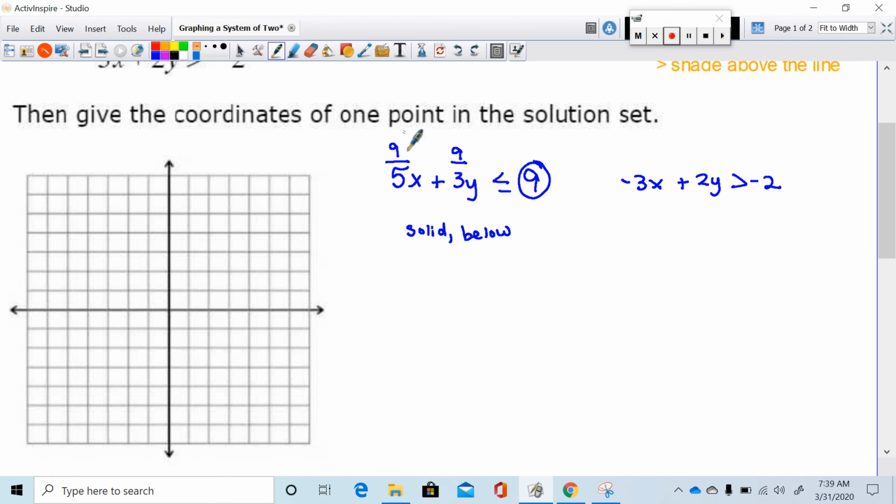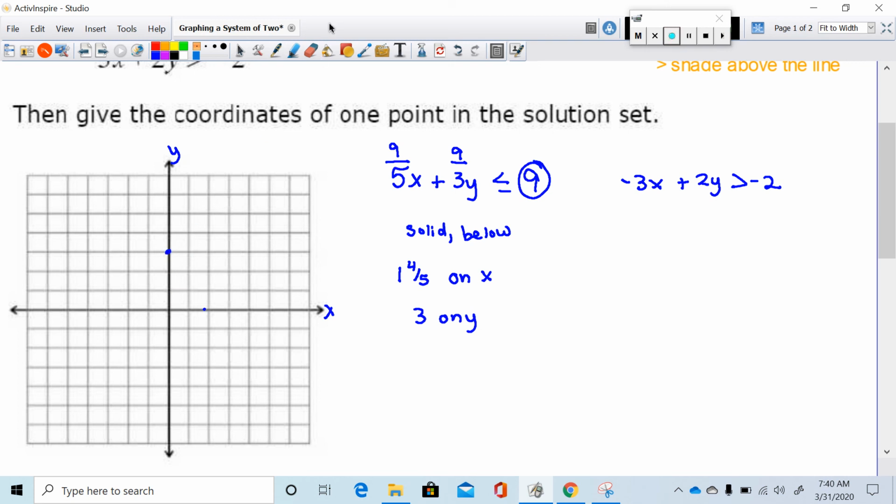5 goes into 9 one time with 4 left over. So that point is 1 4/5, and because it's stuck to x, that is on x. 1 4/5 is close to 2. For the next one, 9 divided by 3 is 3, and because that's stuck to y, that is on y. So those are the points that I graph. 1 4/5 on x, that's going to be about right here. And 3 on y, 1, 2, 3 on y.